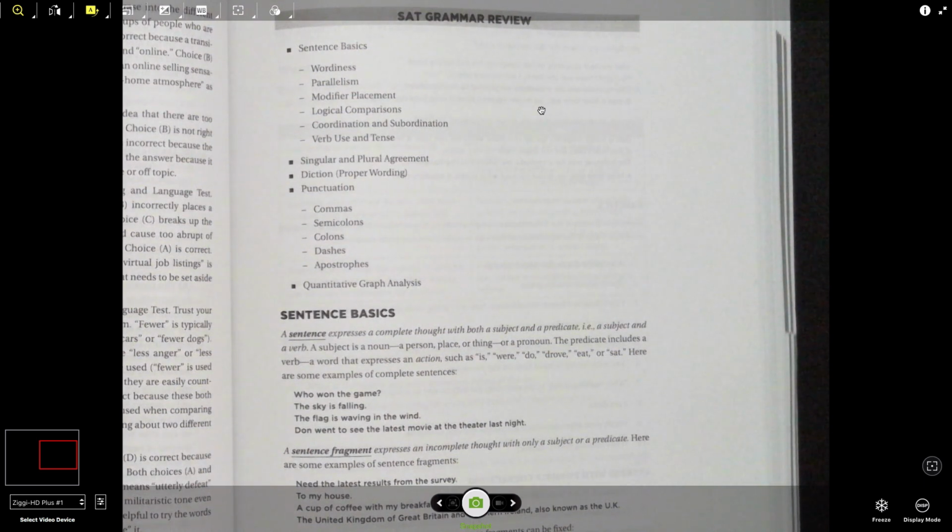Okay, today we are going to talk about some grammar topics regarding sentence basics. What is a sentence? What is the difference between a sentence and a clause and a phrase? They give you certain questions where they're looking to see if you understand that there are redundancies or wordiness in the sentences. Then you have parallelism in a sentence.